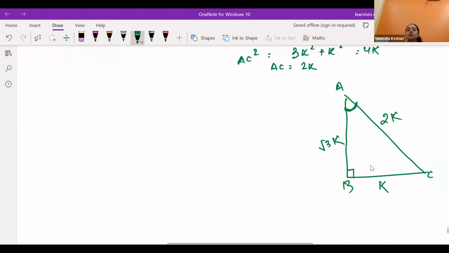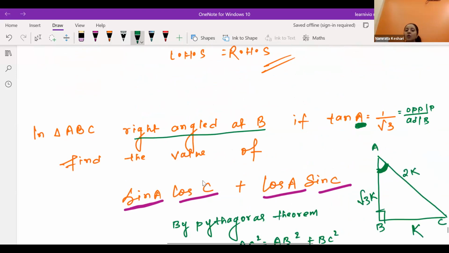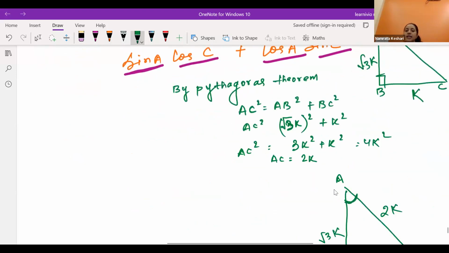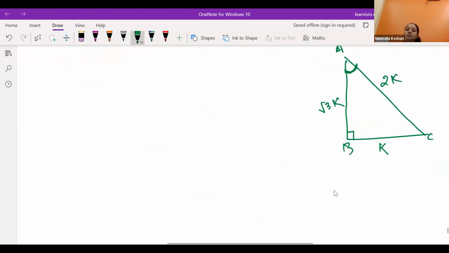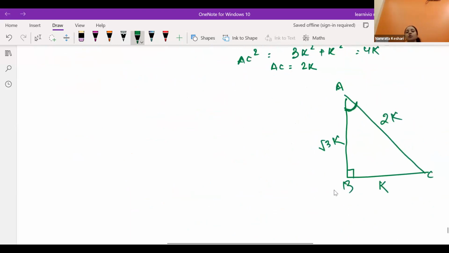This is what we have in hand for now. In our question, sine A, cos C, cos A and sine C are there. Directly we can substitute the values of sine A and cos C. But since we have just started solving it, let's find what sine A is.